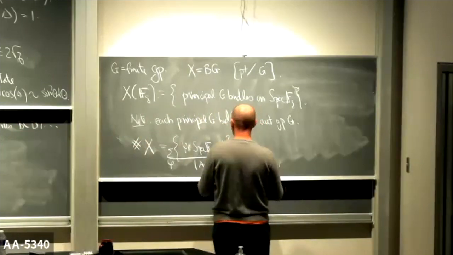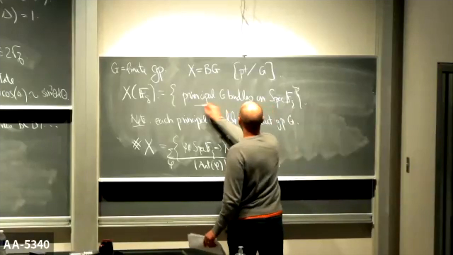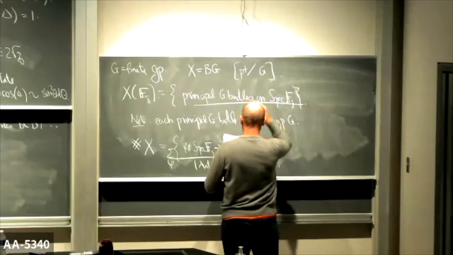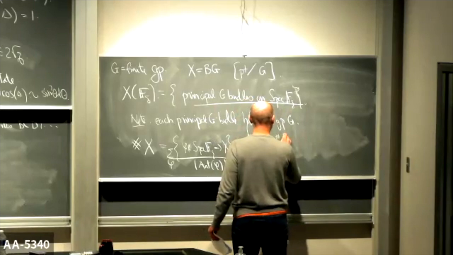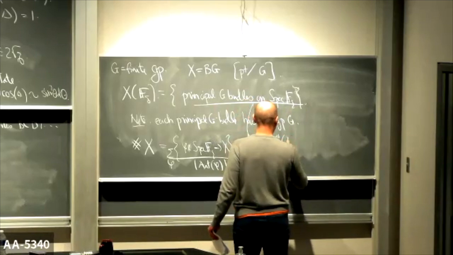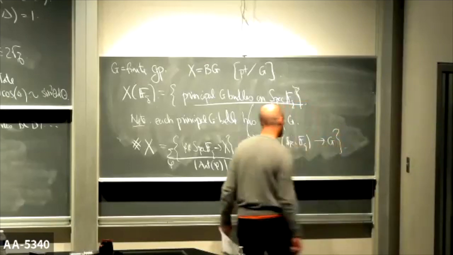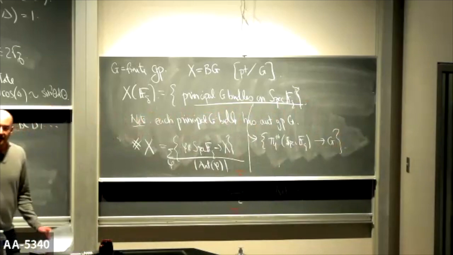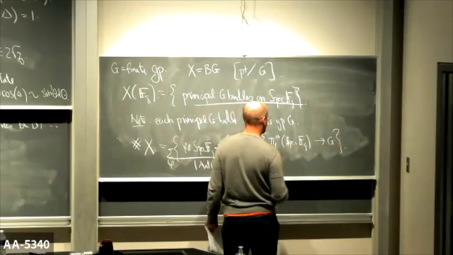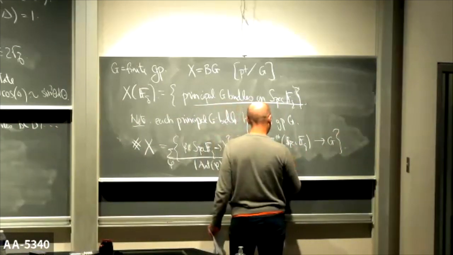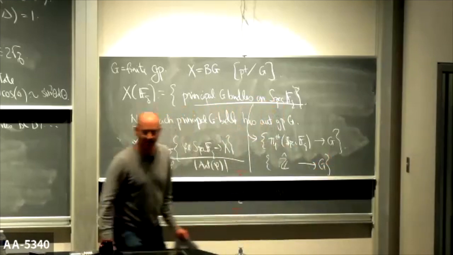So what does it mean to give a... okay, so here we have our principal G bundles. These would correspond to morphisms from the fundamental group, and here we should take the étale fundamental group, into G. Now the étale fundamental group of a point is the Galois group. And so these are maps from Z hat to G, continuous maps.